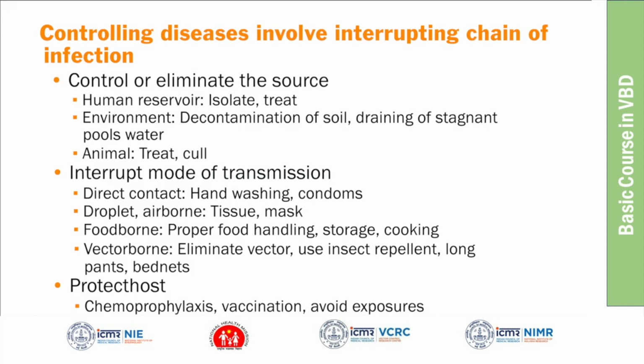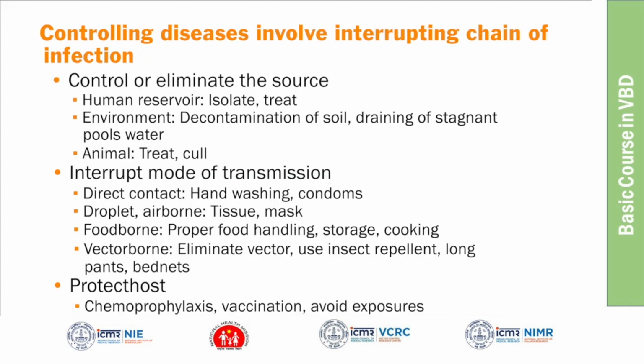With reference to mode of transmission, we interrupt by using various methods by the knowledge that we discussed. How does the transmission happen? Is it direct or indirect? Is it through some vehicle? If we know that, then we make sure we cut that chain of transmission between the agent, the host and the environment. For example, in the vector-borne disease context, we eliminate the vector, we use insect repellents, and we use a lot of methods to protect humans from getting bitten, so that the transmission doesn't occur.